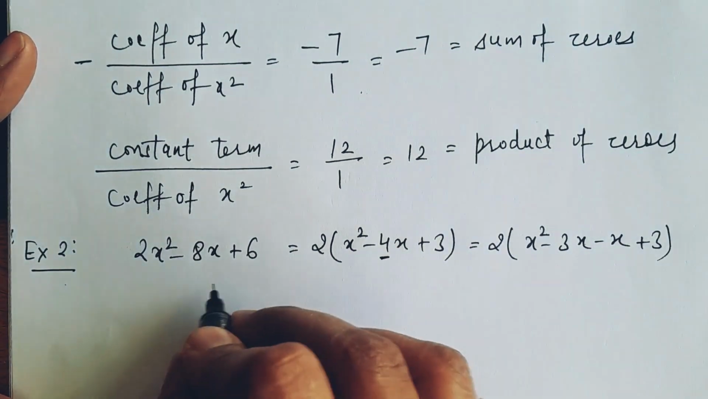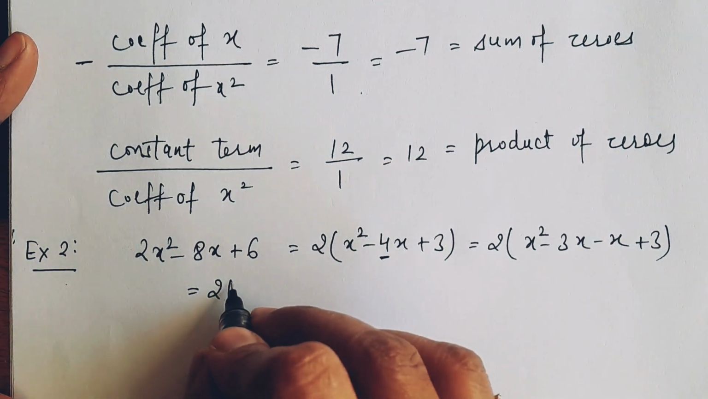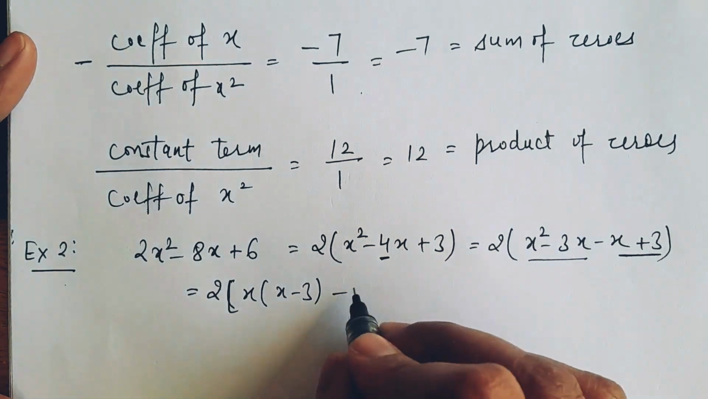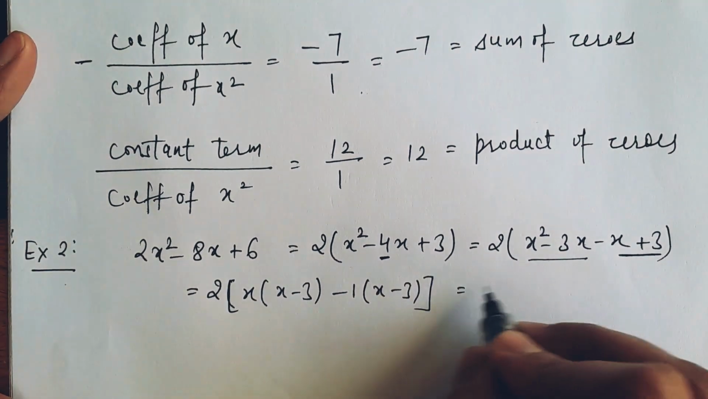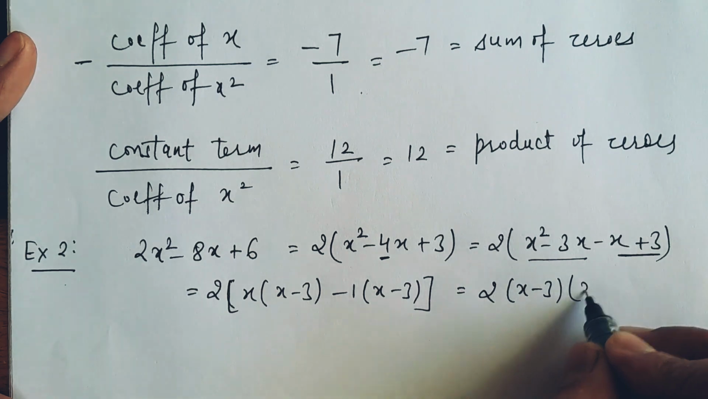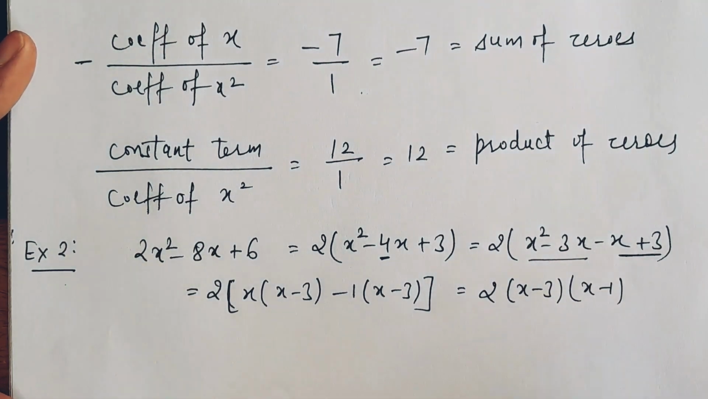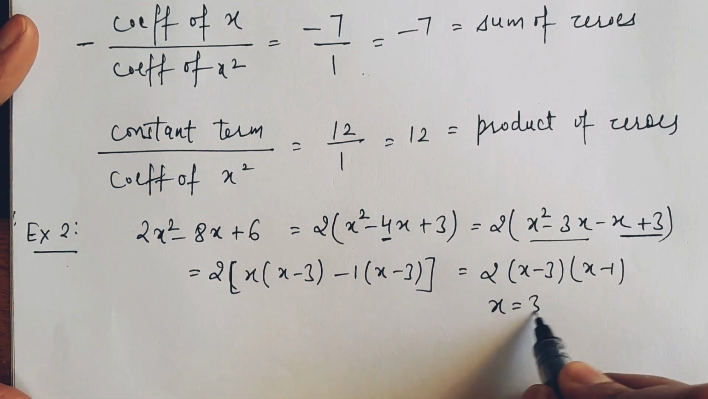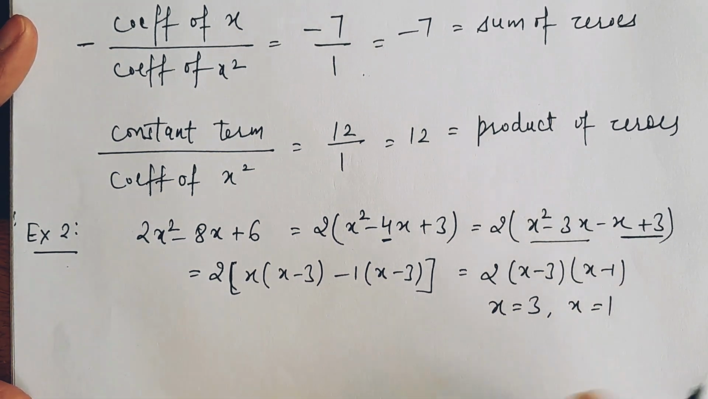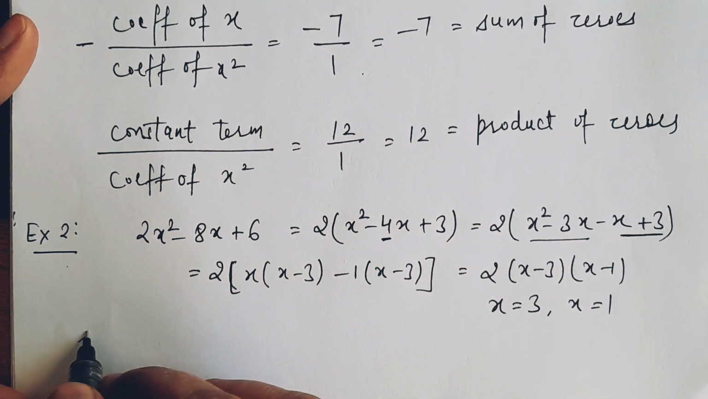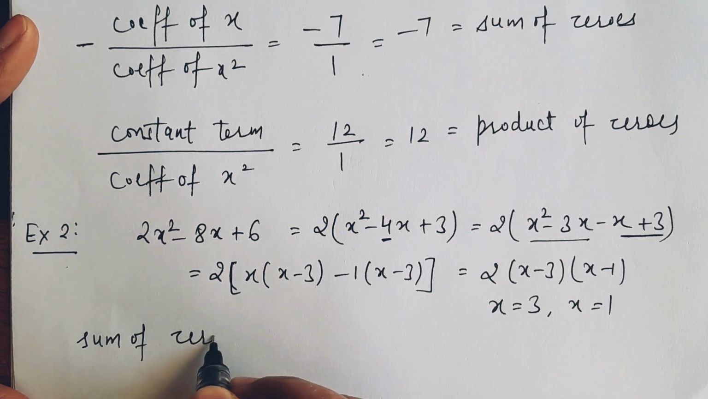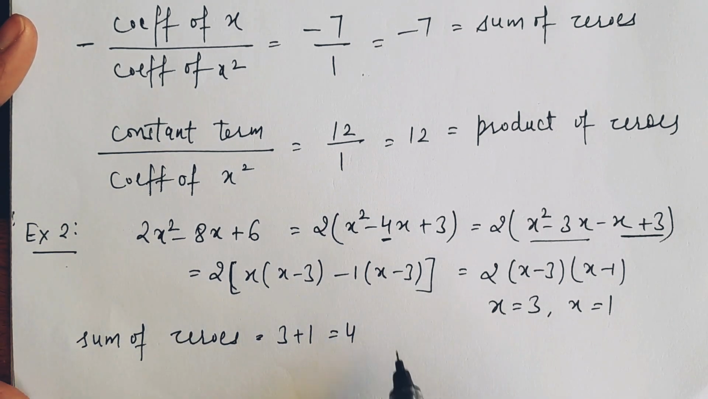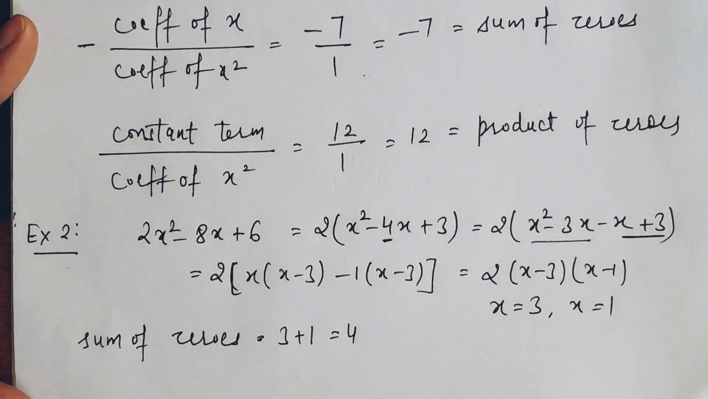So, first 2 if you take together, x may be common, and from these 2 you can take minus 1 common. So, the 2 factors are x minus 3 and x minus 1. These 2 will come together all the time. Now, you got the 2 zeros of this, x is equal to 3 and x is equal to 1. Now, we can verify the same result. If we have to find the sum of zeros, here the sum of zeros will be 4.